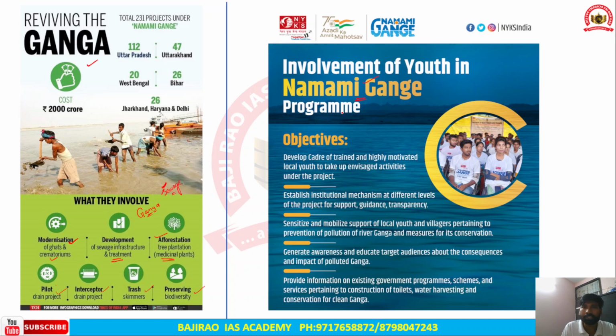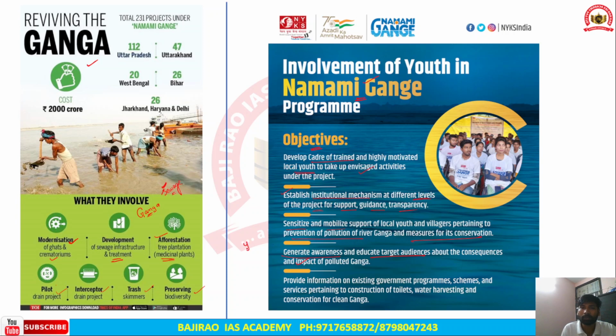Okay, so the overall objectives of the Namami Gange project include, first, develop a cadre of trained and highly motivated local youth, so they take up envisaged activities under the project. The second objective is to establish institutional mechanism at different levels of the project and support guidance and transparency. The third objective is sensitization and mobilization support of local youth and villages pertaining to the prevention of pollution of river Ganga and measures for its overall conservation. The fourth objective is generating awareness and educating the target audiences about the consequences and impact of polluted Ganga river.